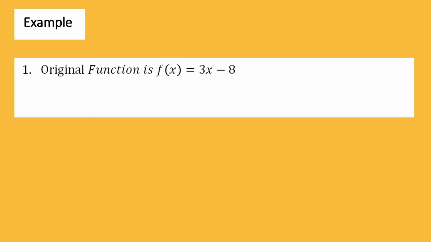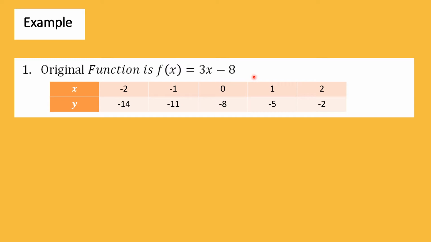So let's have an example. This is our original function, f of x is equal to 3x minus 8. If we are going to write this in a table of values, I assigned the values for x, which is negative 2, negative 1, 0, 1, and 2. So, dahil nga itong ating x ay independent variable, we can assign any numbers that we love or kung ano ang gusto ninyong i-represent kay x since independent naman siya. And then to find the value of y, which is the dependent variable, dependent siya kay x.